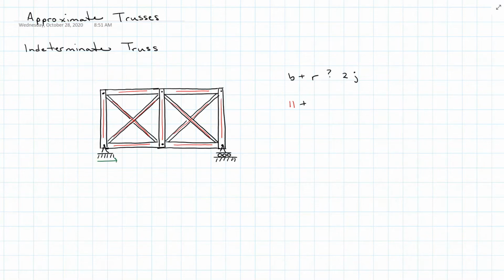Reactions is the number of reactions, 1, 2, 3. And then 2 times the number of joints, 1, 2, 3, 4, 5, 6. And we end up with 14 and 12. So 14 is definitely greater than 12. So this is indeterminate.